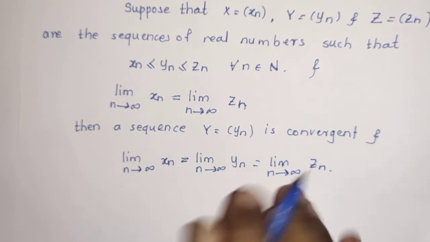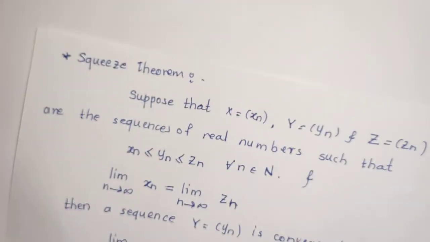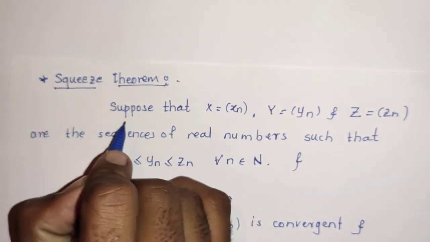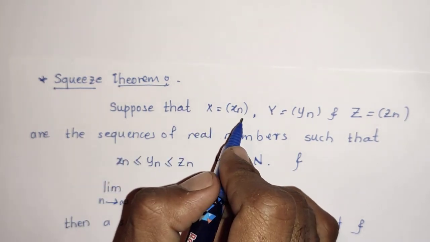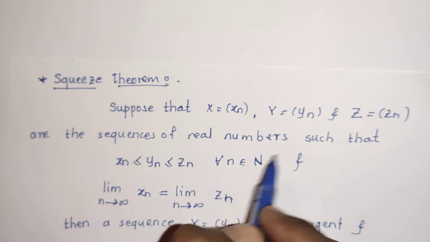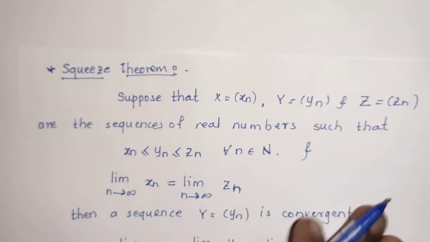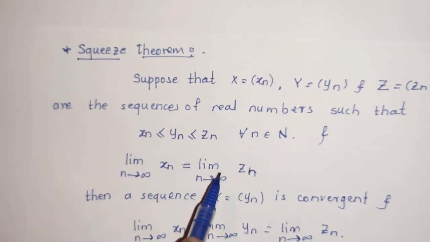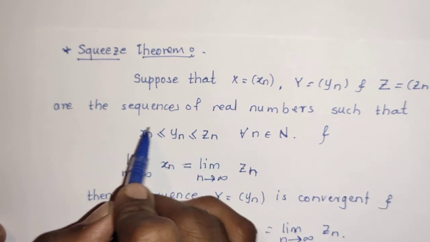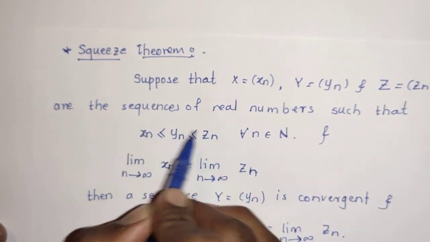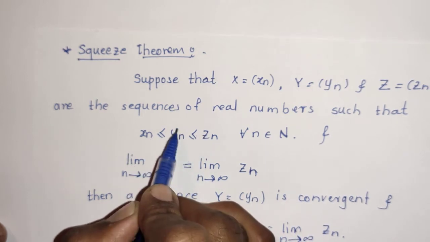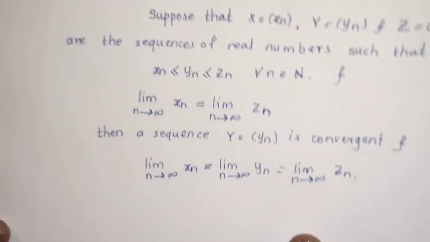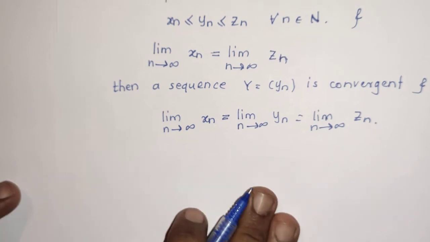The statement of the squeeze theorem is, suppose that xn, yn, zn are three sequences such that xn is less than or equal to yn is less than or equal to zn for all n belonging to natural numbers, and the limits of xn and zn exist and are equal. Then yn is also convergent, and the limit of the sequence yn is also equal to the limit of these two. This is the statement of the squeeze theorem. Now we will prove this result.